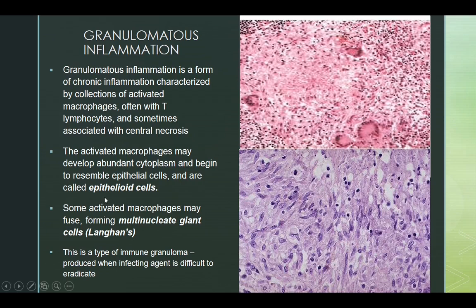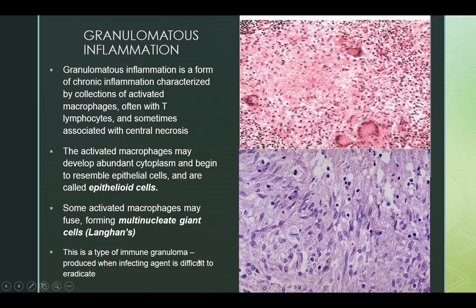Some activated macrophages may fuse and form multinucleated giant cells, also called Langerhans cells. In this condition, you can see Langerhans cells. These are the Langerhans cells, which is a form of granuloma. The granuloma formed in this is called Langerhans cells or multinucleated giant cells. These are actually the giant cells. So, this multinucleated giant cell formation is also called Langerhans cells.